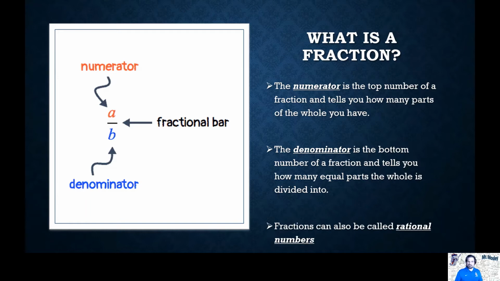Fractions can also be referred to as rational numbers. Rational numbers is a more broad term in mathematics that refers to any number that can be written as a fraction. Those are all considered rational numbers.